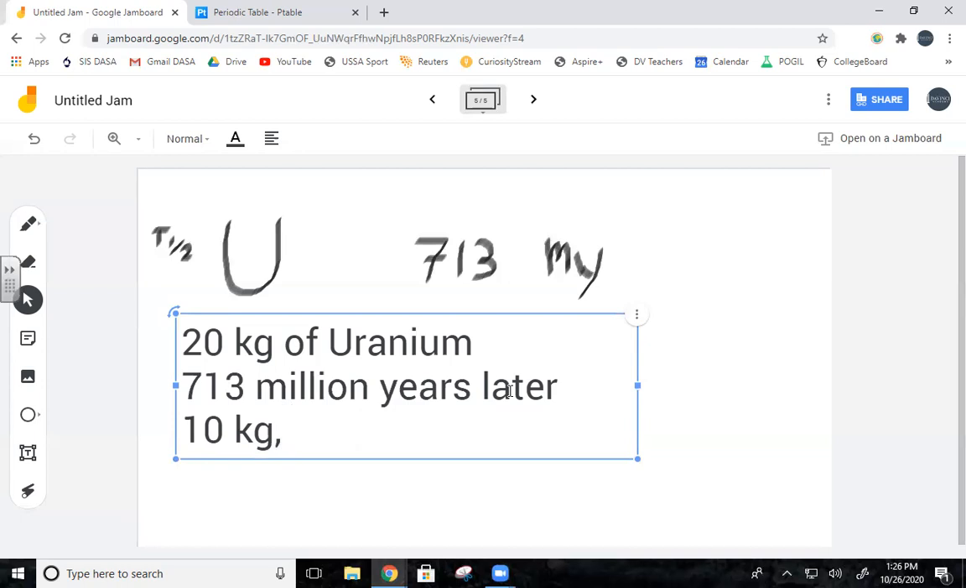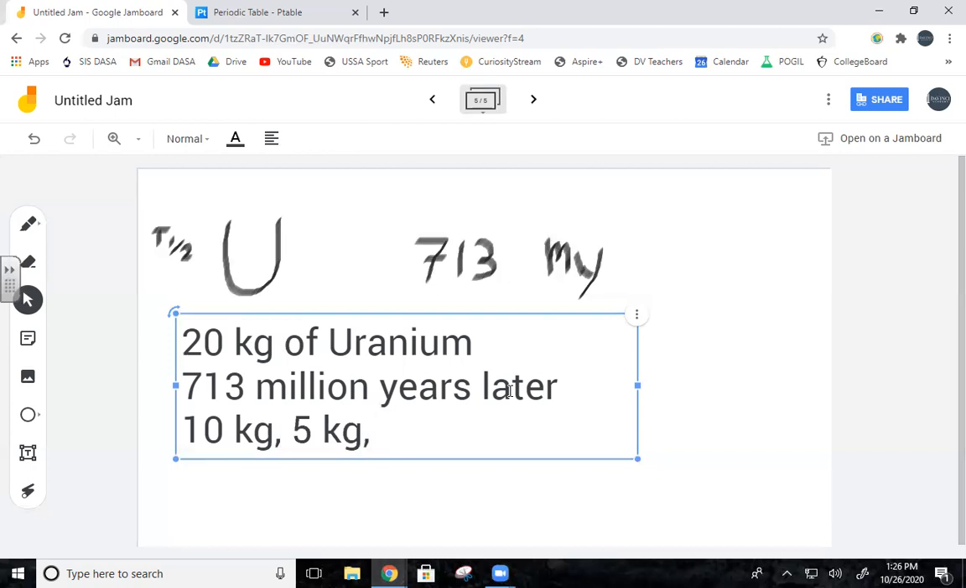Okay, what if we allow another half-life to go by? So another 713 million years. 5 kilograms. Oh, it would be exactly 5 kilograms. How long would you have to be around 5 kilograms before you die? Well, not very long.